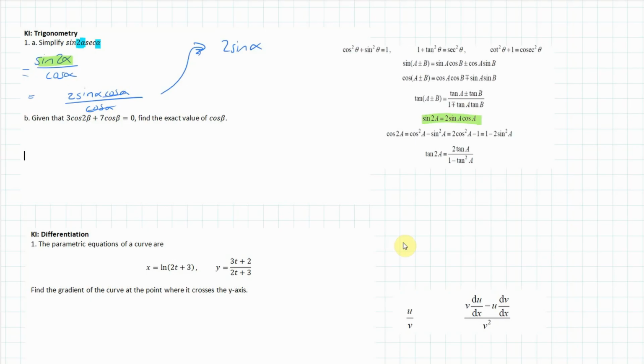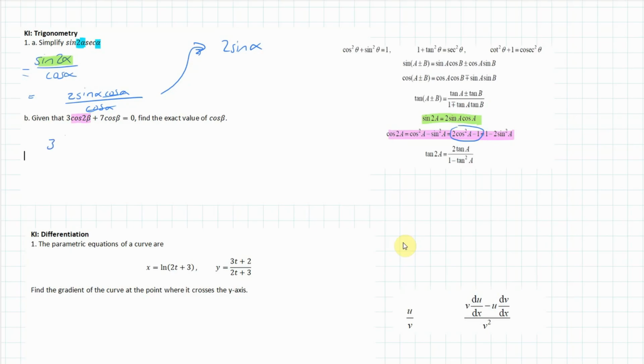Okay, the next one here, we've got to find the exact value of cosine beta. And I think this time we've got cosine 2 beta here, so we're going to be using the double angle rule for cosine. And since it's all in terms of cosine, I'm going to use this version of the rule here. And then probably I'm going to get a quadratic.